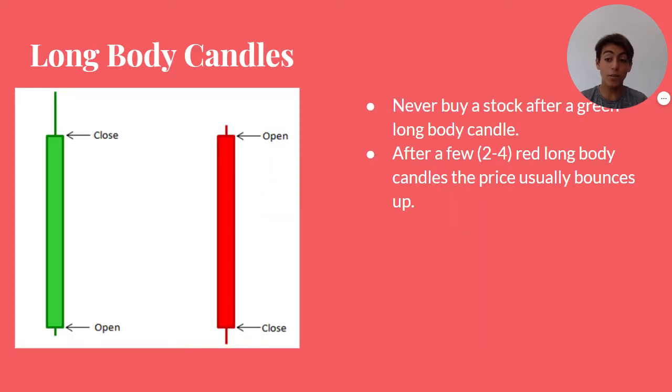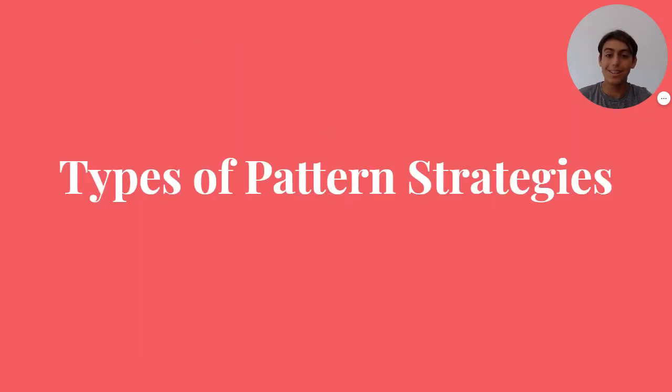Long body candles have a long body in proportion to their very small wicks. Never buy a stock after a green long body candle because you're buying it at the high. The price just moved up. You missed the opportunity. But after a few, which is around 2 to 4 red long body candles, the price usually bounces back up after it dipped down, which is a perfect place to enter because you're buying low and selling high.